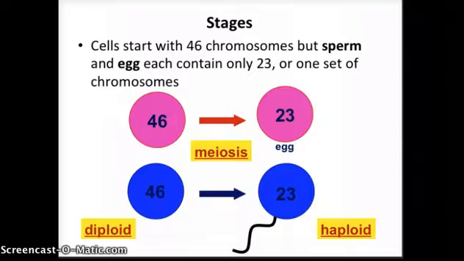Stages. Cells start with 46 chromosomes, but sperm and egg each only contain 23, or one set of chromosomes. So we'll see going from 46 to 23, this is meiosis. Cells in a human that contain 46 chromosomes are called diploid because they have pairs of chromosomes, so they have 2 genes for every trait. Sperm and egg are considered haploid because they are not paired chromosomes. They are a single set of chromosomes.